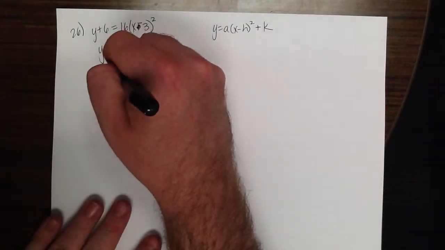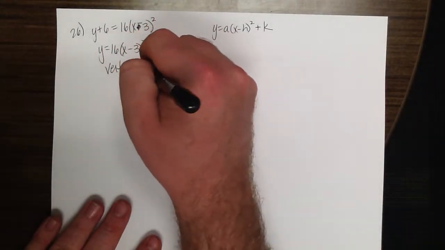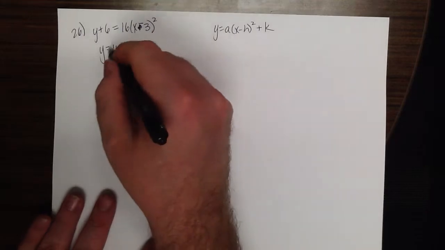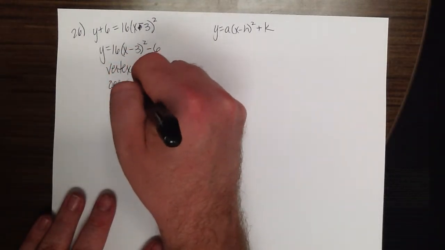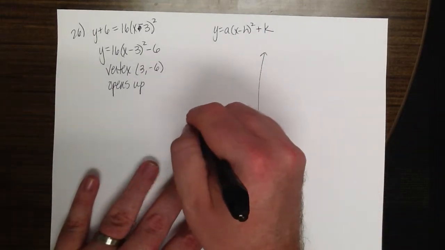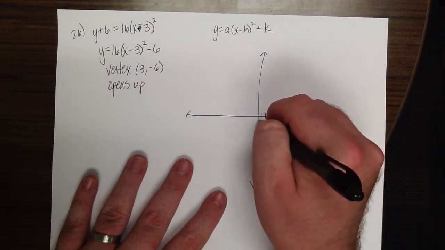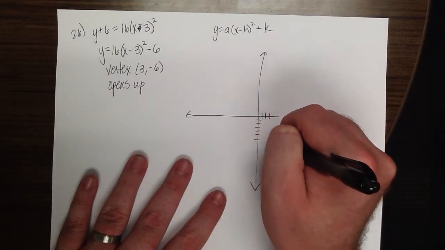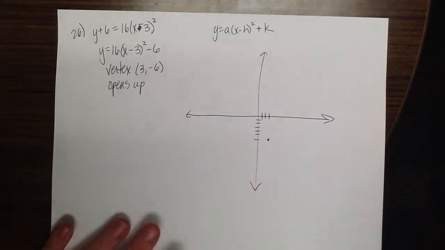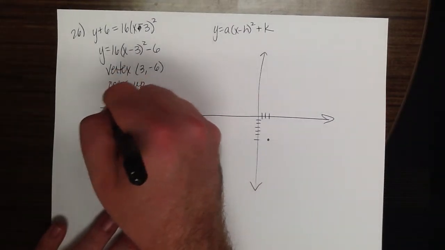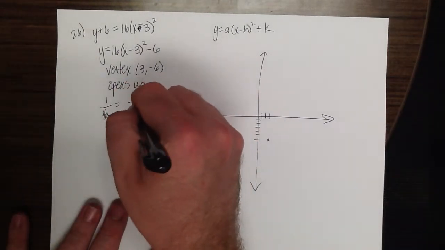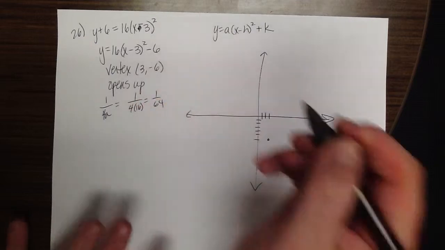So your vertex is at (3, −6). Change the sign of the x, keep the sign of the y. Since 16 is positive, it opens up. Now your focus and your directrix from the point (3, −6), it's going to open up. So your focus is going to be above, your directrix is going to be below. It goes up and down 1 over 4a. So it actually goes up and down 1 over 4 times 16, which is 1 over 64.